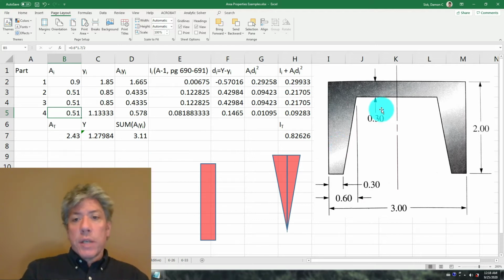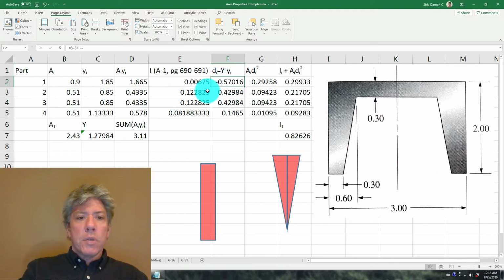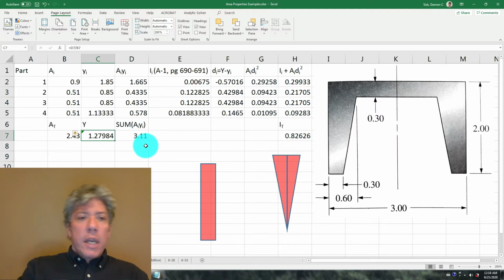There are other ways to approach this problem. I'll show you a couple of others here in just a second. But that's how I approach this, and that's how I came up with my moments of inertia. Everything else is like any other problem. You just need the distance between the centroid axis. Oh, by the way, the centroid's down here. Take the sum of the AY's, get the total area, divide them out, and you've got the centroid.